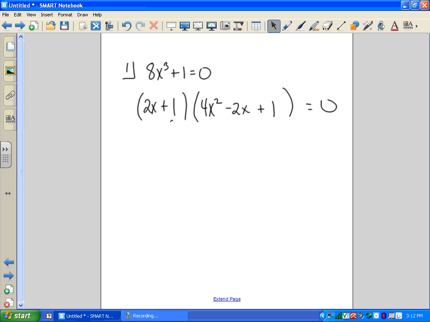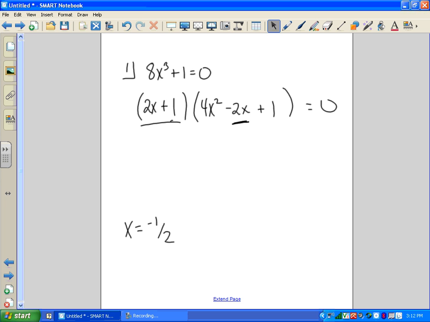Now, the first binomial factor gives me an easy solution. What makes this first factor 0 would be negative 1/2. Now, for my other one, again, it's not going to factor. It's not a perfect square trinomial. So I'm going to have to complete the square or use the quadratic formula.